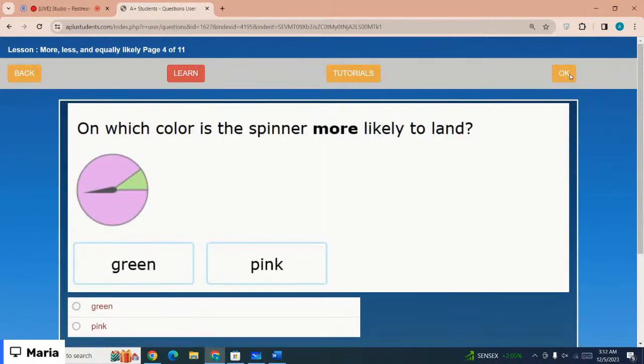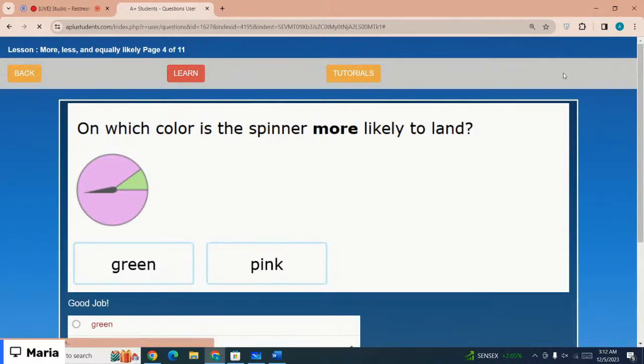Okay, on which color is the spinner more likely to land? Which is the correct option? The spinner has two colors, green and pink, and the more portion is pink than green. A very small portion is green. So that means there are more chances it will land on pink because most of the color is pink. The correct option is pink. Very good.